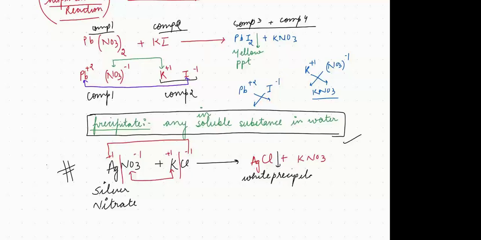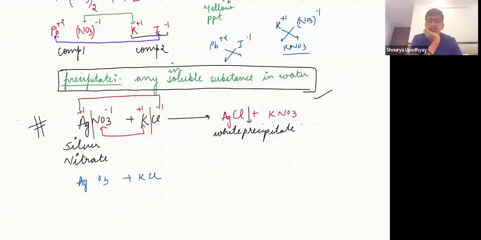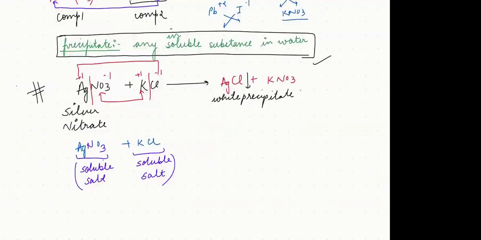So the first thing you have to understand about double displacement reactions is that the two reactants that we are taking here in this example, we took AgNO3 and we took KCl. Did you understand? Yes, ma'am. When we took AgNO3 and KCl, you understand what is going to happen. Both of these salts must be soluble salts in the reactant. AgNO3 is a soluble salt and KCl is also a soluble salt.